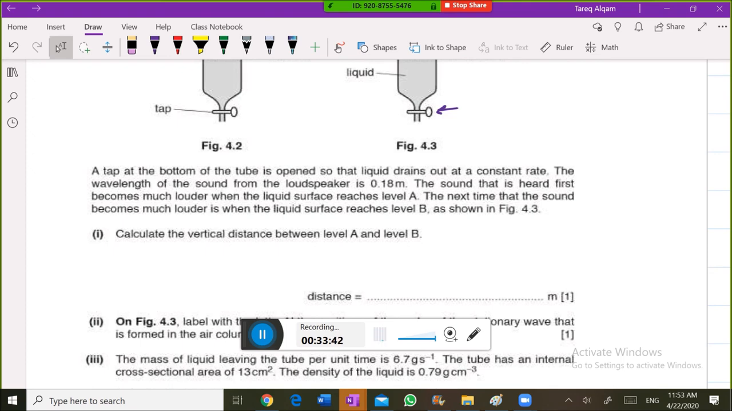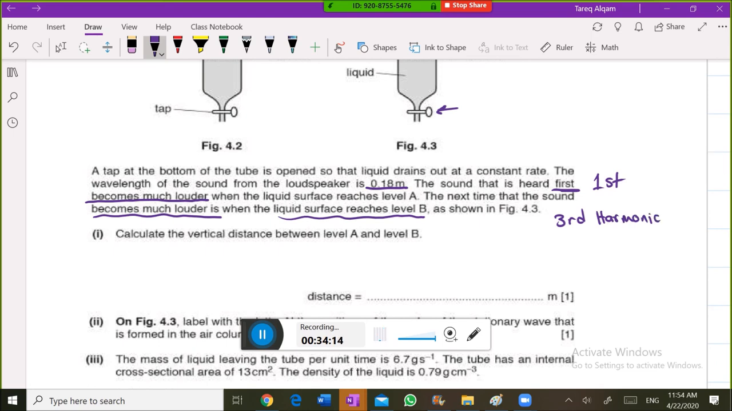The sound that is heard first, يعني هذا the first harmonic, تمام? When the liquid surface reaches level A, the next time the sound becomes much louder, when the liquid surface is at level B, it has a third harmonic, guys. Because if you remember, in a closed tube, this is a tube closed at one end, we will not have even harmonics, we will have odd harmonics only. Calculate the vertical distance between level A and level B.